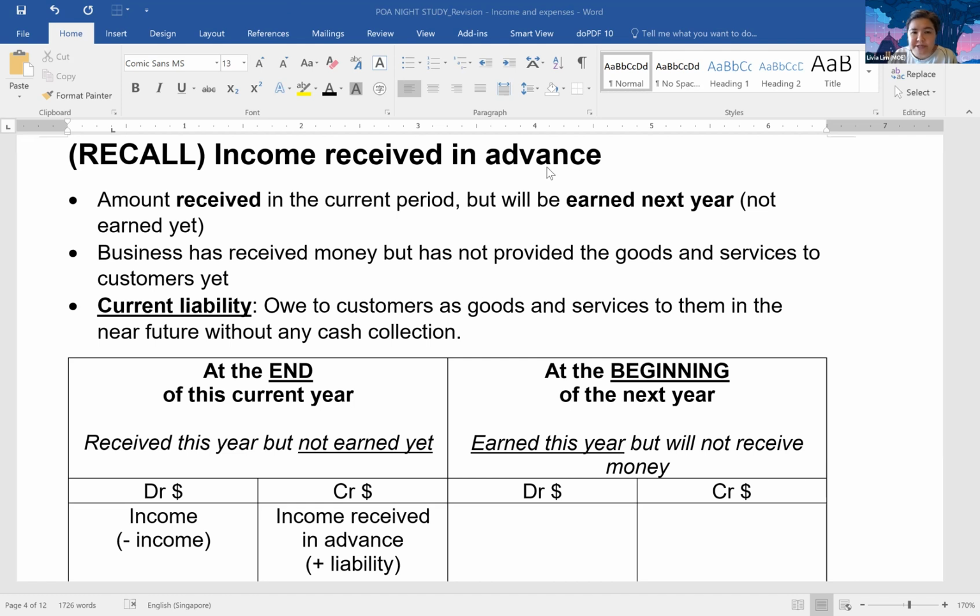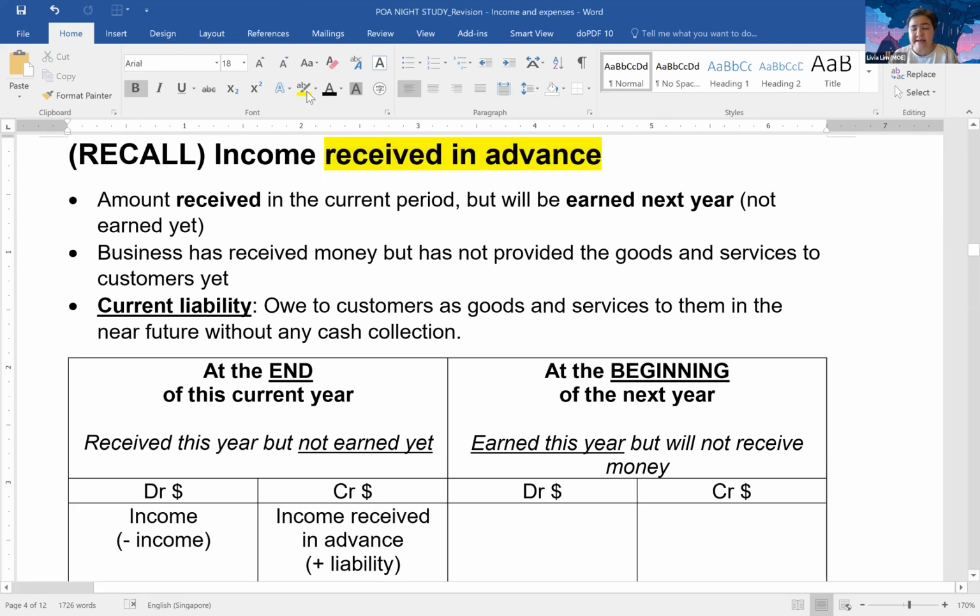All right, what we're going to do is go on to income received in advance. If you are able to understand income receivable, then income received in advance you will understand quite easily because it's the same, but different. Let's take a look at what income received in advance means. When you receive something in advance, it means that you take it already in advance.